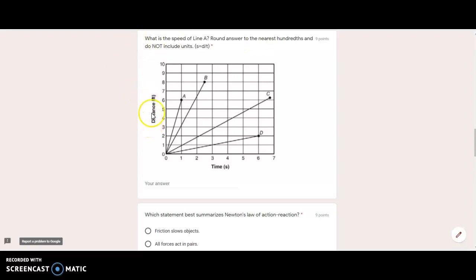Notice that you've got distance on the y-axis in feet, and you've got time in seconds on the x-axis. So remember our speed formula triangle, speed equals distance over time. If you could go ahead and solve that, that would be great.